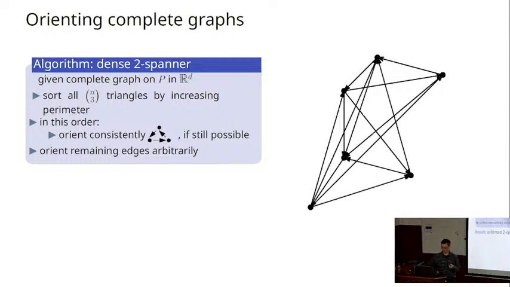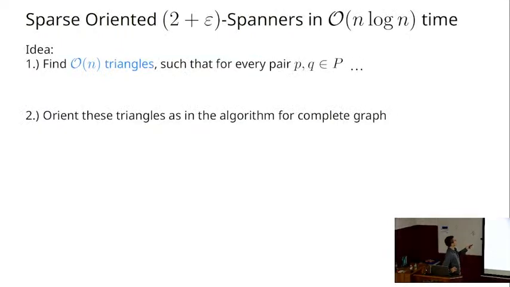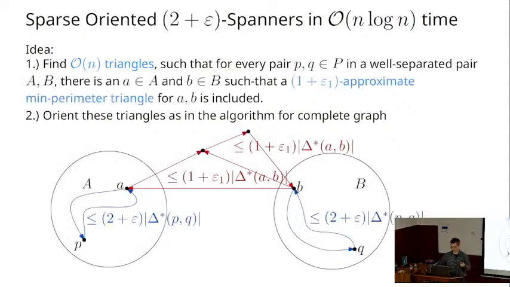As a final result, we can use the same idea to get a sparse spanner. The idea is to select only a linear number of triangles such that we get something nice for all pairs of points. Then, if we orient this linear number of triangles just as in the previous algorithm, that works out. Just the linear number of triangles is a bit complicated to find.